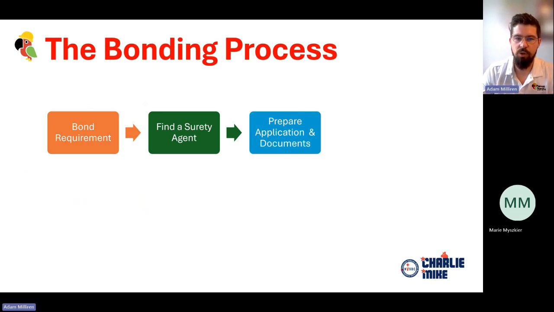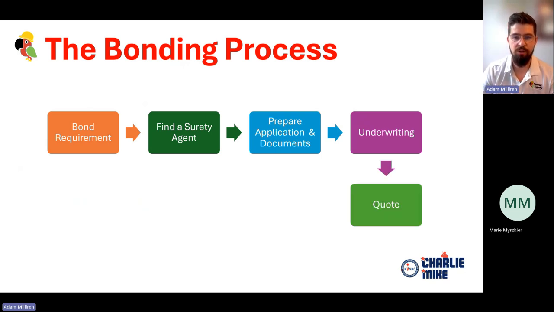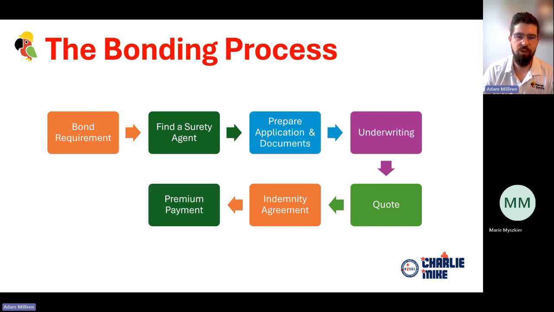Preparing that application and documents for submission to the underwriter, at which time the underwriter will take 1 to 2, maybe even 3 days to get back to you, ask some questions, or hopefully provide you with a quote. If all is good, the quote is accurate as your agent deems and you're happy with it, then there's just a few more things that need to happen. Execute the indemnity agreement, pay for the bond, and then receive your bond.